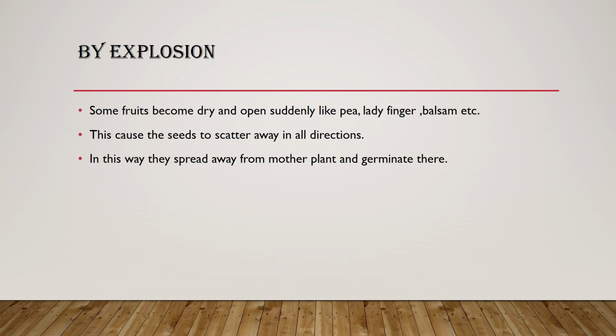Now, dispersal by explosion. By the explosion of fruits, some fruits become dry and open suddenly. That is called the explosion of the fruit, like pea, ladyfinger, balsam, etc. If I ask how a pea or ladyfinger spreads its seeds, it is by explosion. The explosion of the fruits causes the seeds to scatter away in all directions.